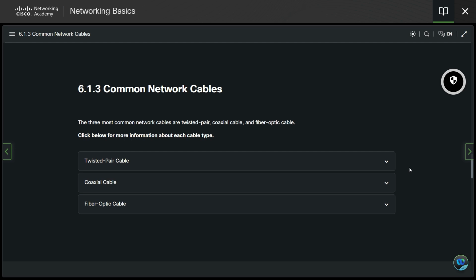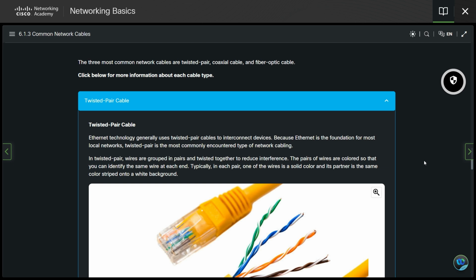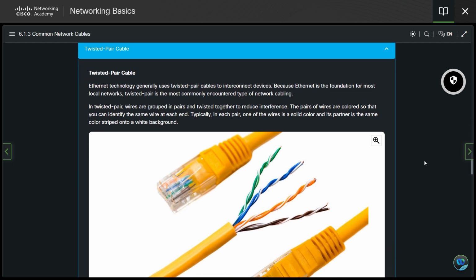The next point is common network cables. The three most common network cables are twisted pair, coaxial cable, and fiber optic cable. The first tab is twisted pair cable. Ethernet technology generally uses twisted pair cables to interconnect devices, because Ethernet is the foundation for most local networks. Twisted pair is the most commonly encountered type of network cabling.